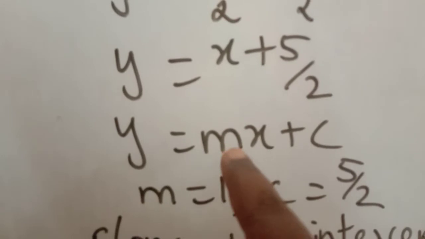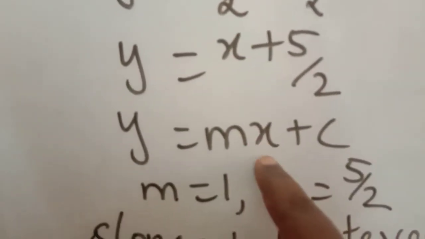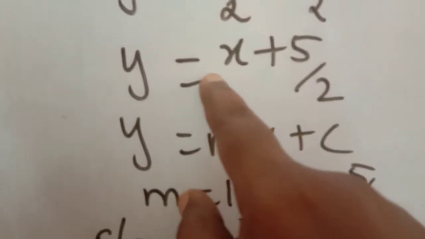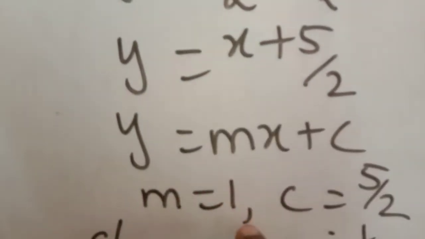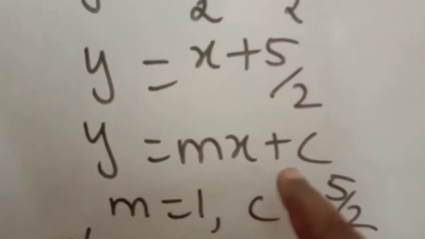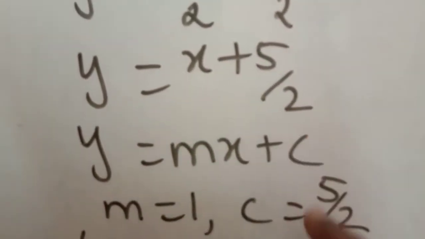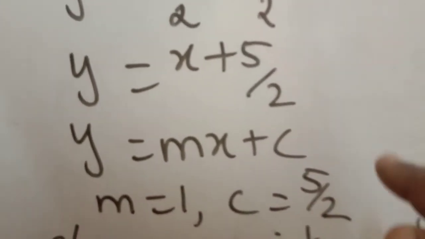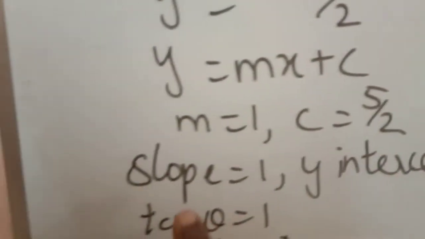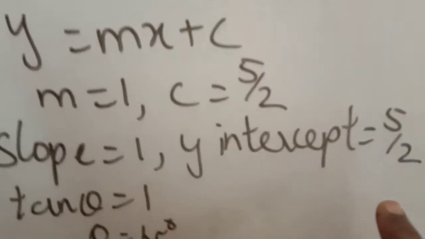Okay, so compare these 2 equations. What is the coefficient of x? M. What is the coefficient of x? Nothing is there, that means 1. So m is equal to 1, that is slope equal to 1. What is c? C is equal to 5 by 2. Actually what is c? Y-intercept. So y-intercept equal to 5 by 2. So slope equal to 1, y-intercept 5 by 2.